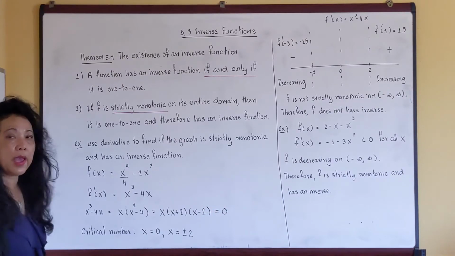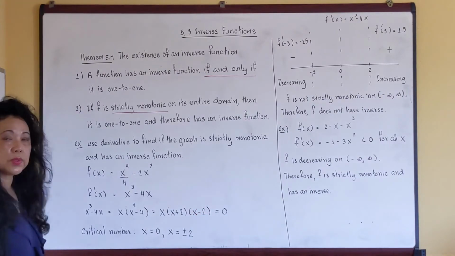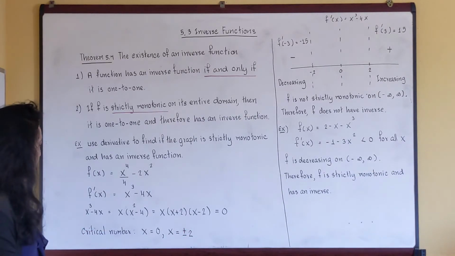Solve for x. You have 3 things multiplied by each other, 1, 2, and 3, so one of them has to be 0, or all of them can be 0 as well. If x equals 0, we have x equals 0. If x plus 2 equals 0, then x equals negative 2. If x minus 2 equals 0, then x equals positive 2. So I have 3 critical numbers: 0 and plus and minus 2.